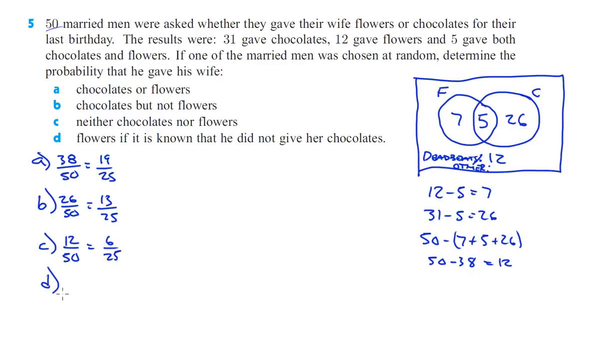And then D, what's the probability that he gave his wife flowers if it's known that he did not give her chocolates? So again, now we're not talking about all 50. We're talking about the people that didn't give them chocolates. So all of these people here, these 31, gave them chocolates. So now we're talking about just these 7 and 12, just the 19 people that did not give chocolates. So we know our denominator is now 19. How many of them did give flowers, knowing that they did not give her chocolates? So there's 7 out of those 19 gave her flowers. Okay? All right, moving on.